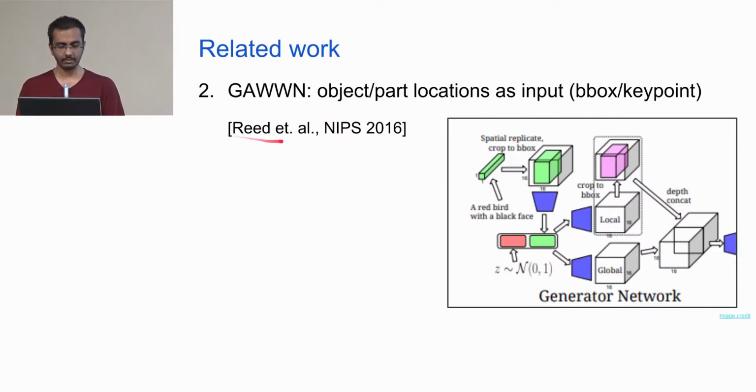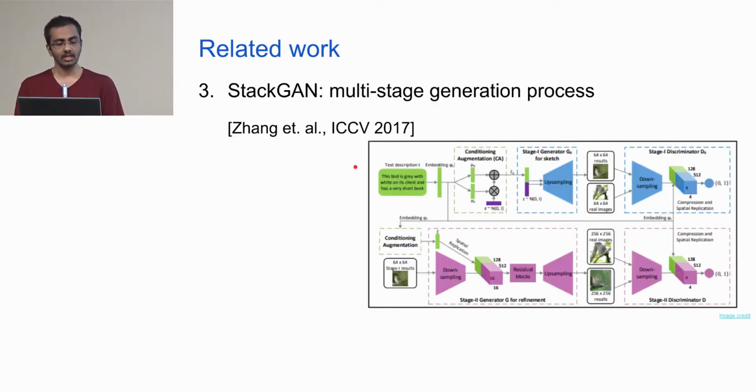Next is an improvement done by the same group in which they have additional input information such as bounding box information, key point information to tell the network where the actual object is located in order to generate it. So this gives the generator more information and hence should be better in principle.